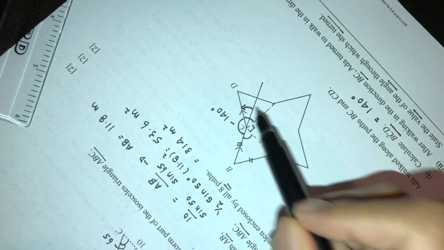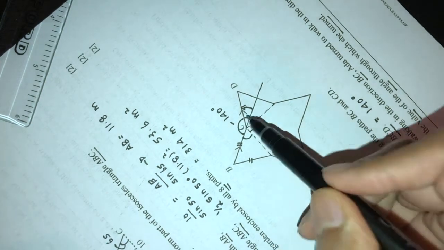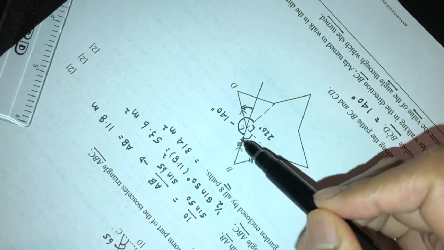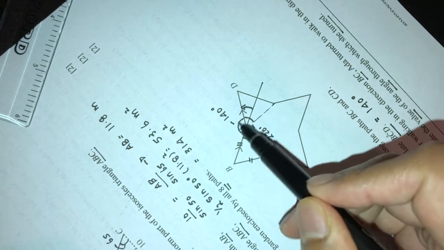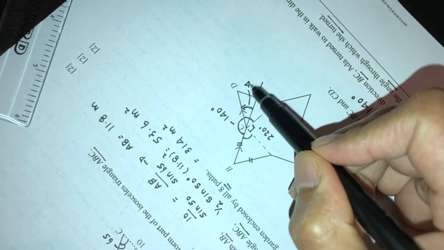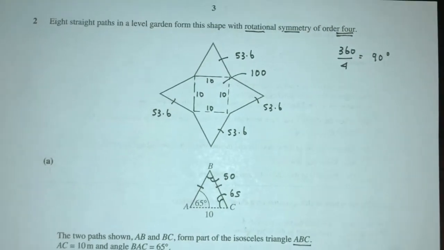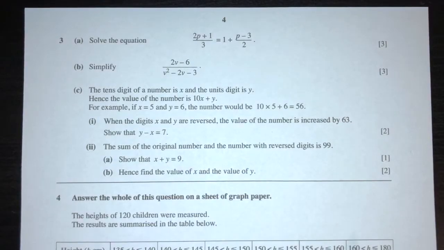So what is this angle here? Pretty easy, because you know this is 140 and this is a straight line. This is 180. To find this, you take 180 minus 140. This has to be 40. So the angle by which she turned will be 40 degrees. And this is your question number 2. Okay, so let's move on to question number 3.